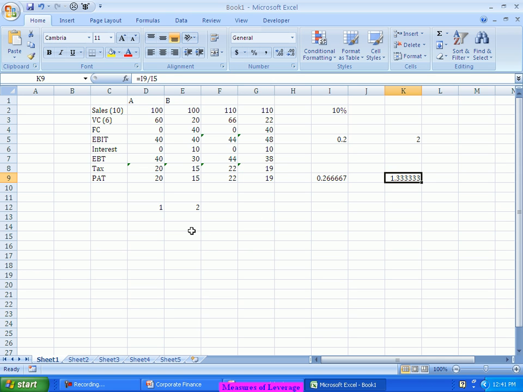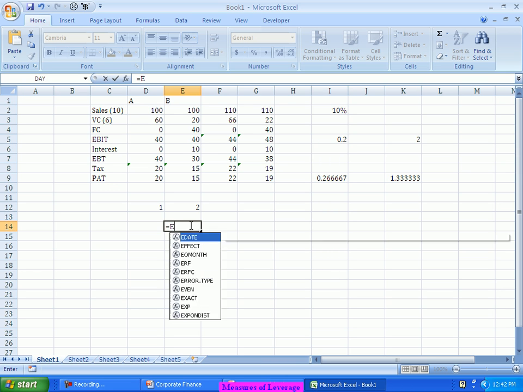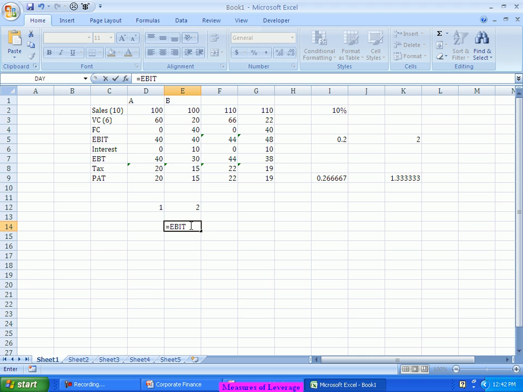Right? The other way, again doing it the same here, is nothing but EBIT divided by EBIT minus interest. EBIT divided by EBIT minus interest could give me this formula. So how do I do it? If I have to execute it, EBIT in the second case, EBIT divided by EBIT minus interest gives 1.33. We have got it even through this route also.